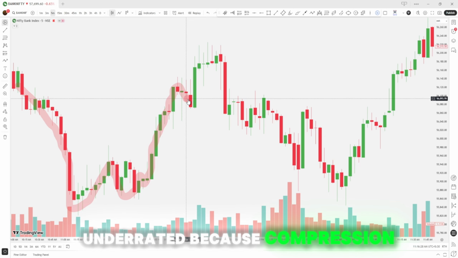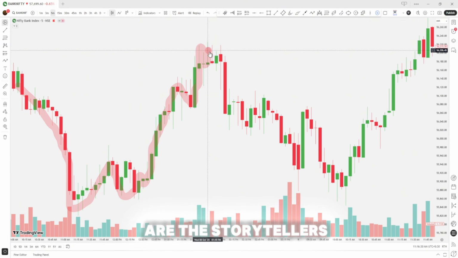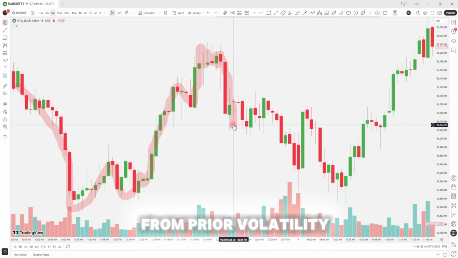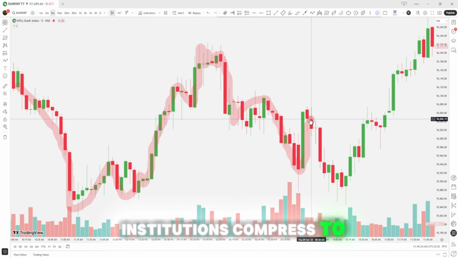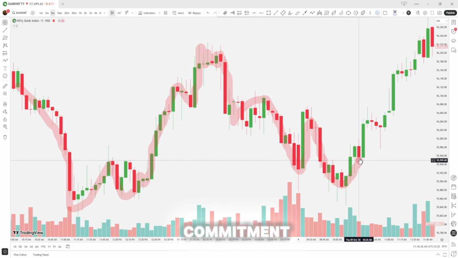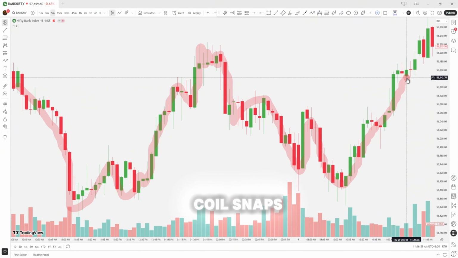Underrated because compression gets labeled consolidation and ignored, yet the shadows are the storytellers, echoing unresolved tension from prior volatility. Psychology bites here. Institutions compress to shake out weak hands, using shadows to probe liquidity without commitment, building a shadow ledger of potential directions before the coil snaps.